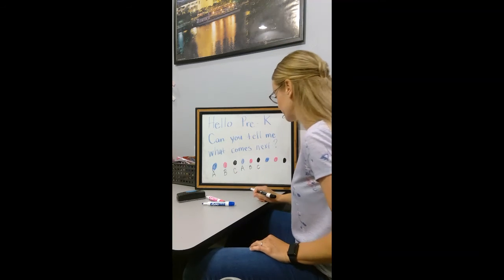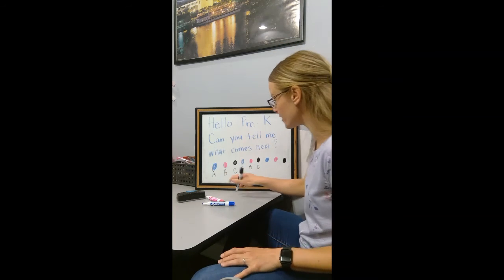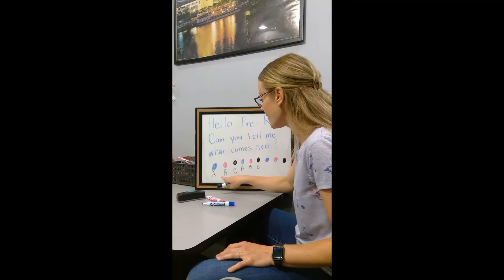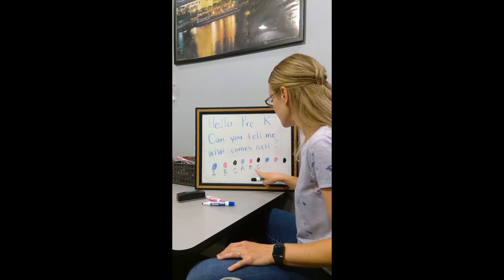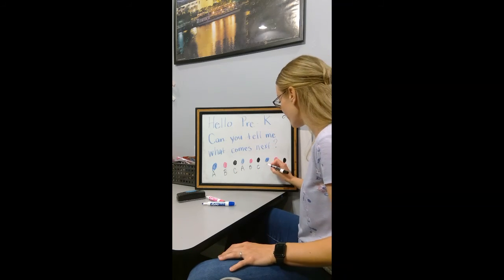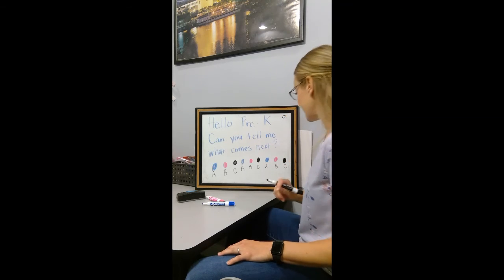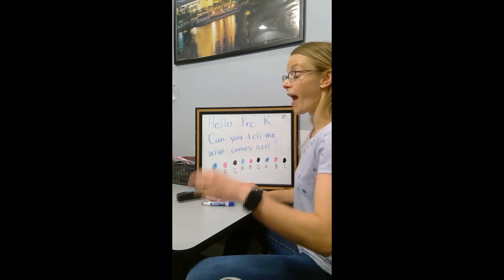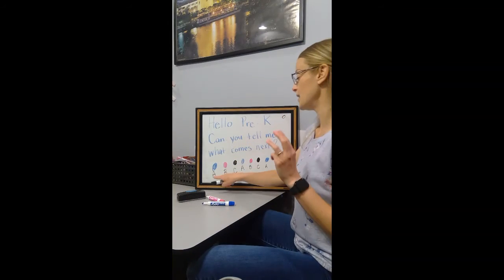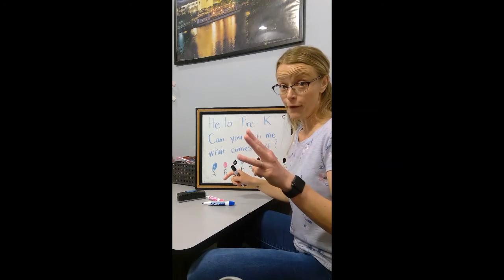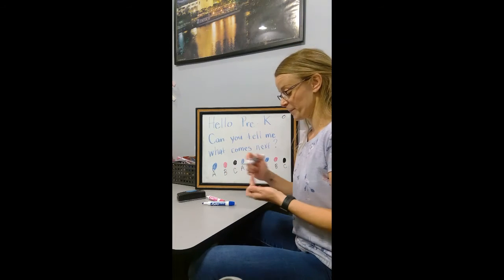It's kind of a tricky one. So let's see what our pattern is now. The label says A, B, C. A, B, C. Stick with it. A, B, C. If I have 3 different colors in my pattern, I need 3 different letters for my label.